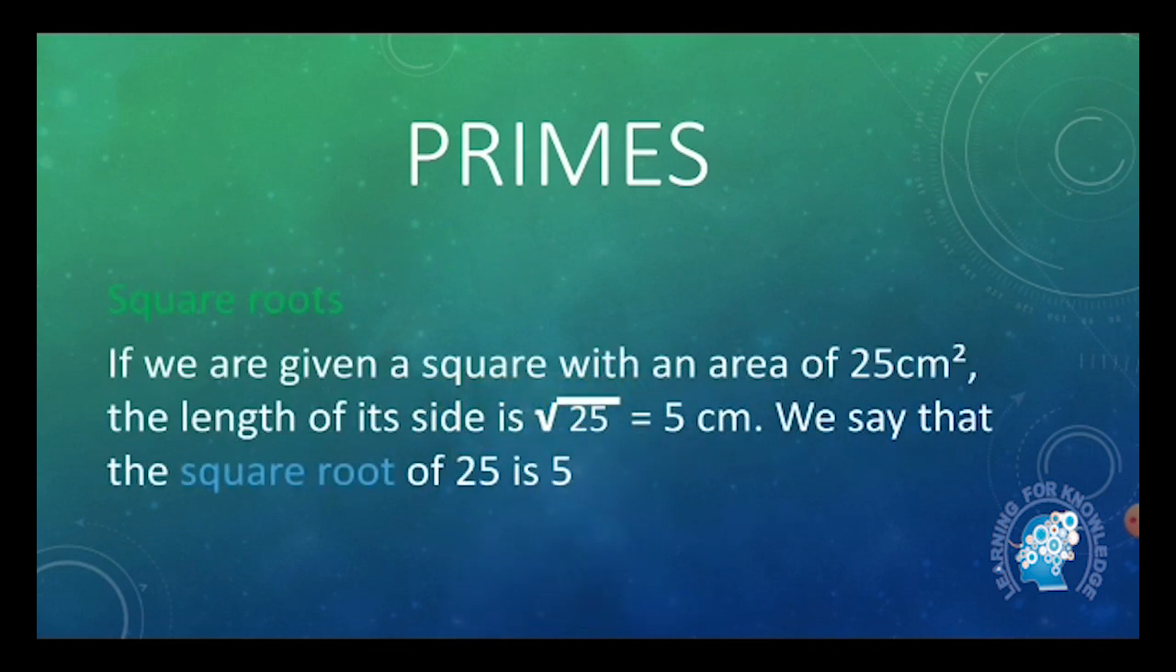Okay, square roots. Consider, students, if we are given a square with an area of 25 centimeters square. The length of its side is the square root of 25, which equals 5 centimeters. We say that the square root of 25 is 5.